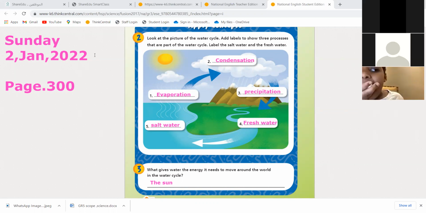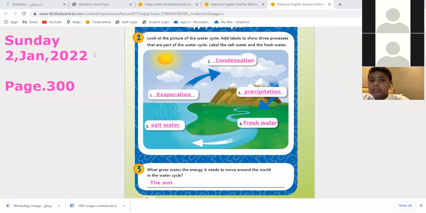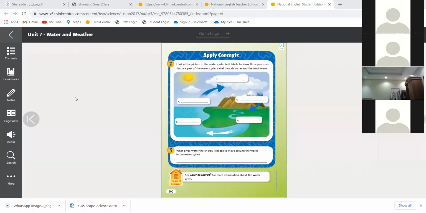I finished 2 minutes. Alhamdulillah. I take a screenshot. All right, so let's go to the next page. We have science again on seventh period, so I'm going to put for you whatever you missed. You can write the sun on your own. Okay, I finished. Alhamdulillah.